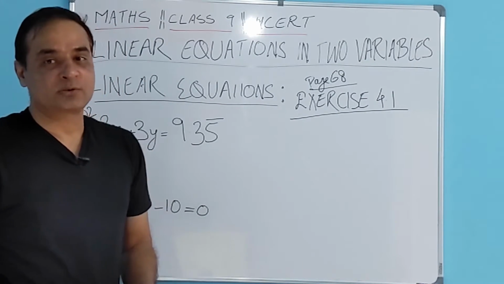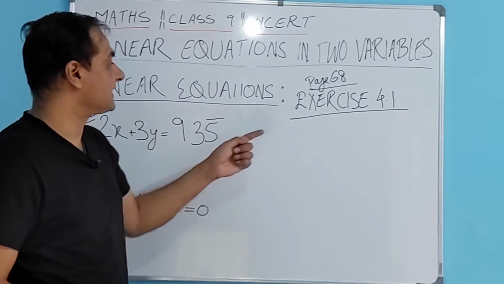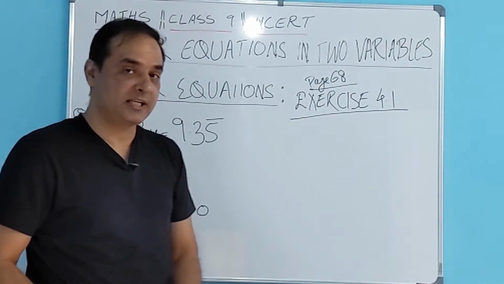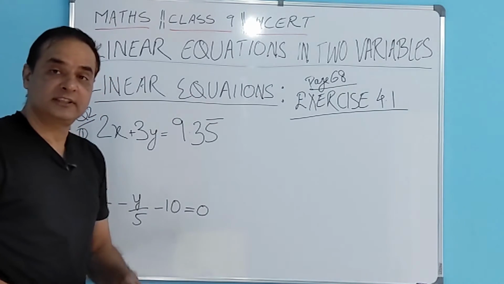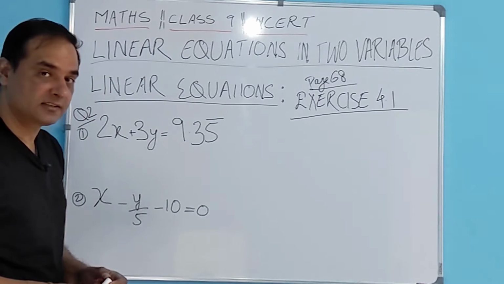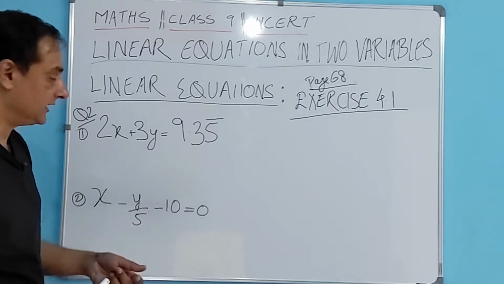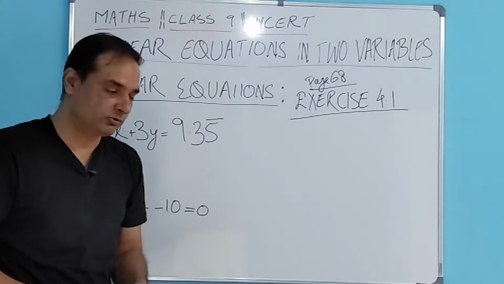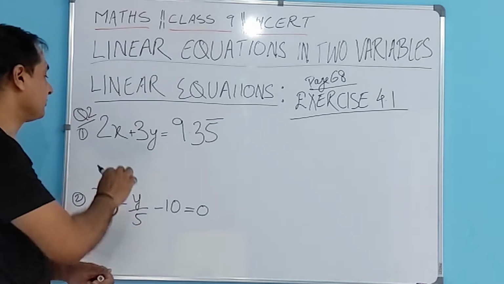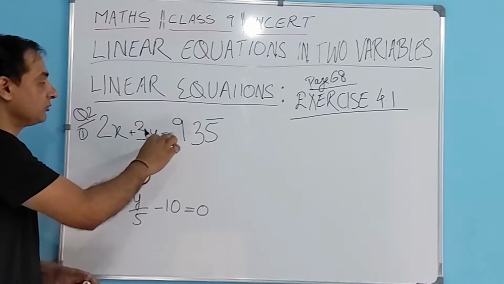So let's look at question number 2 of exercise 4.1, which is given on page 68. Now this has basically 8 sub questions, so we'll try to solve them one by one. So we'll take the first 2 questions and then we'll move on to another one. So the first equation is 2x plus 3y equals 9.3 bar.